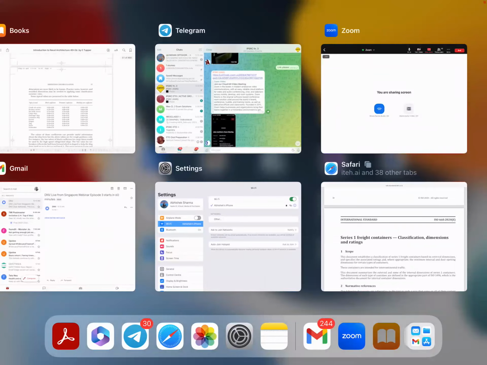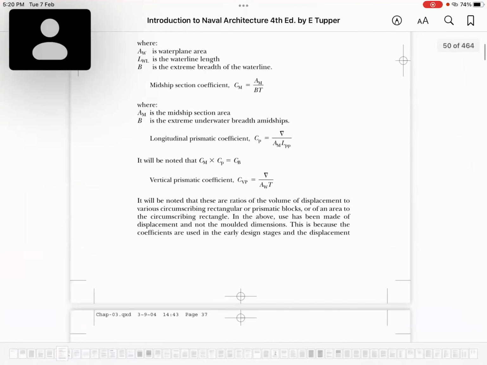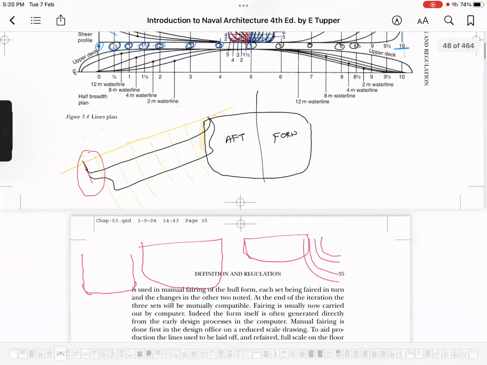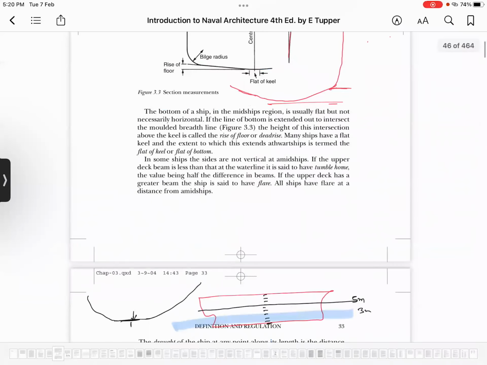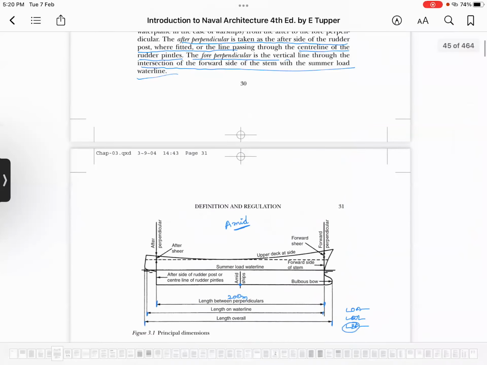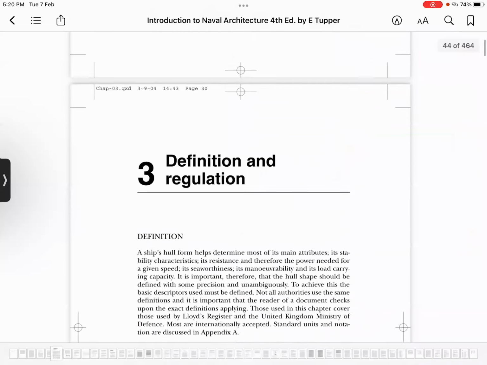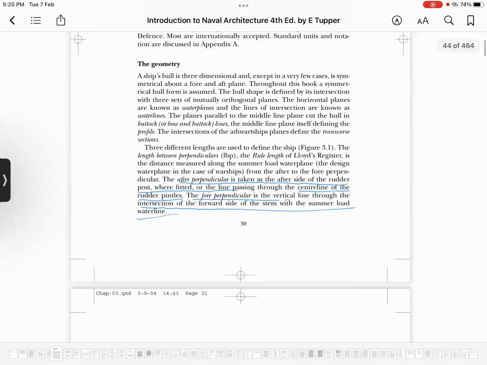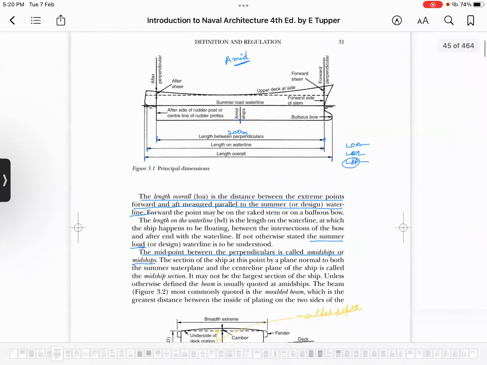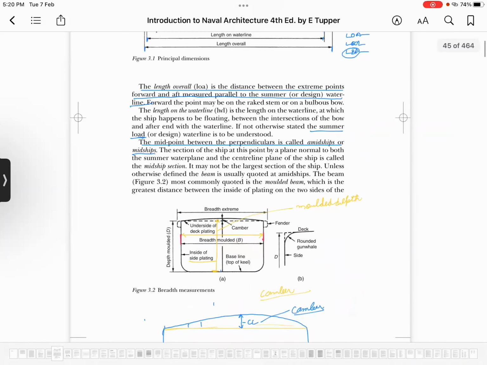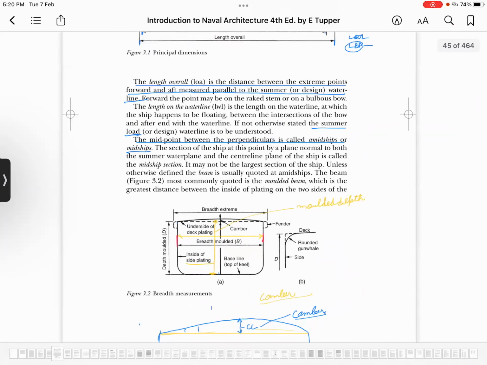So yesterday we saw the basic definitions, right? We saw the definition of the after perpendicular, then we saw what is the forward perpendicular. The distance between both is called the length between perpendiculars, right? Then we saw the length overall. Then we saw what is the draft and what is freeboard, which you saw yesterday.